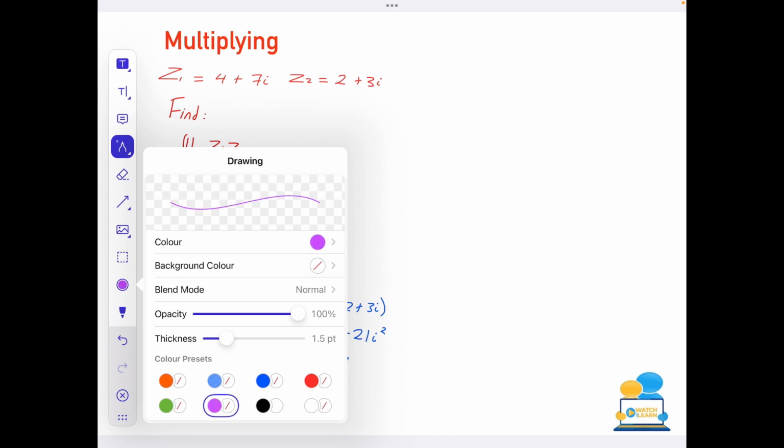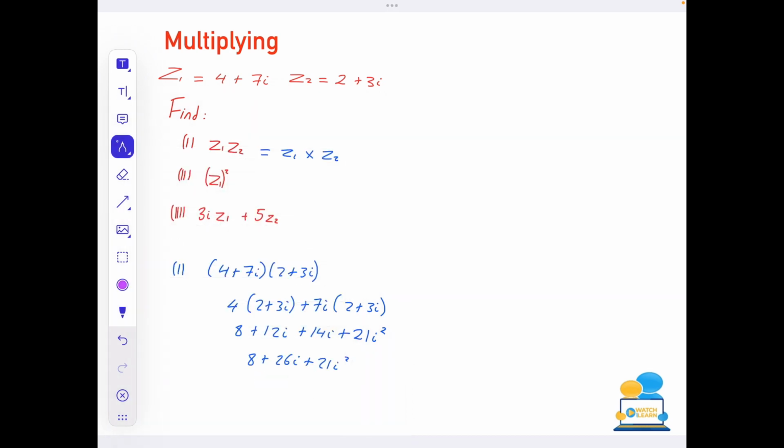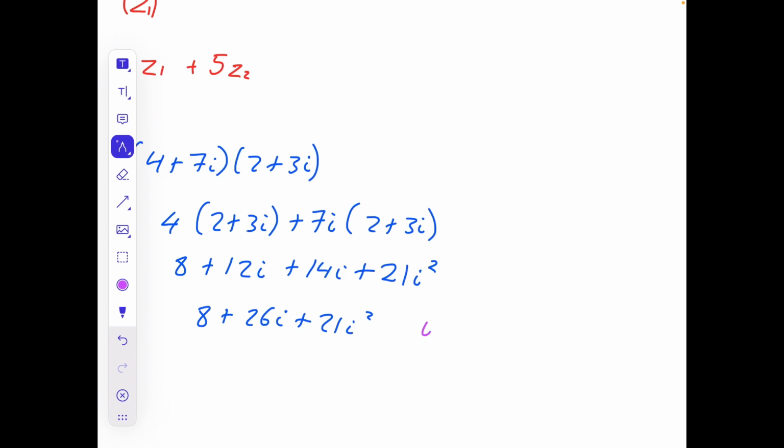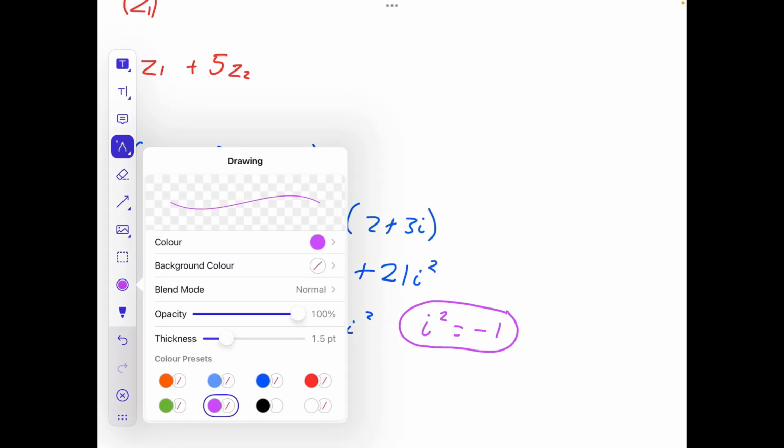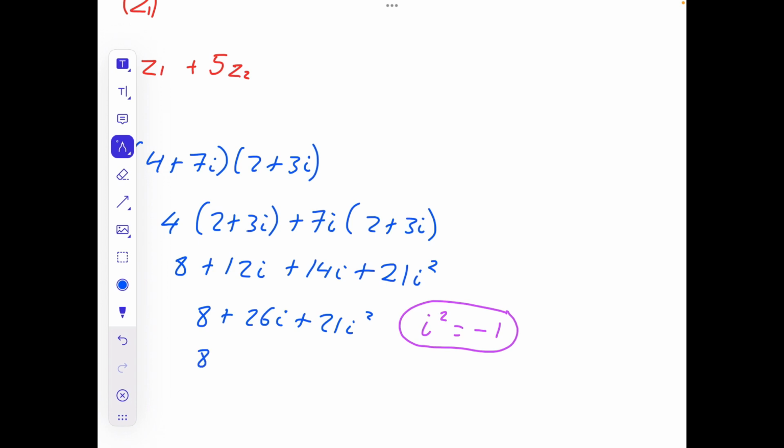Now, there is a really important rule. A lot of the time it is told to you in the question, but you need to know it, and I would learn that by heart: i squared is equal to minus 1. Whenever you end up with an i squared in your question, you're going to replace it with a minus 1 in a bracket. Okay, the most important rule in complex numbers. So this is going to stay the same, and then just replace the i squared with minus 1.